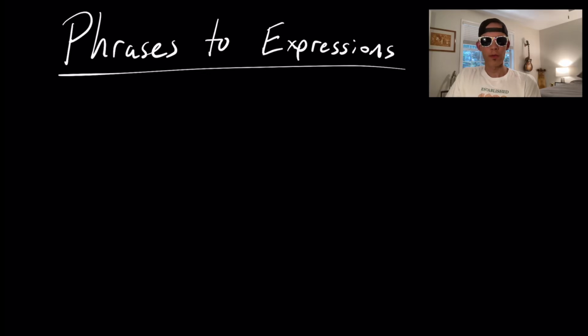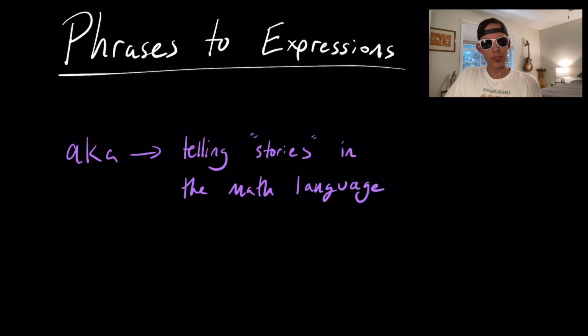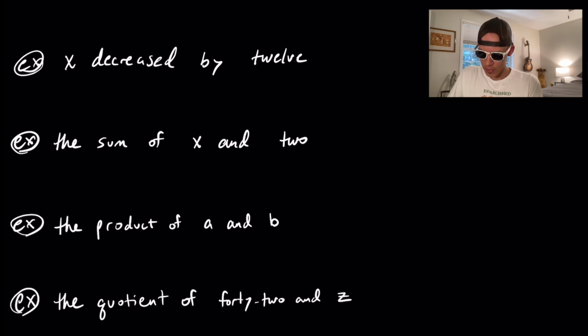When we talk about going from phrases in English to expressions in math, basically all we're saying is we want to tell stories in the math language. We mentioned before that we can write expressions and use variables, and anyone that understands basic math or is fluent in that language will understand what you're talking about. So let's look at a few examples on converting basic English phrases to math expressions. It'll make solving problems a lot easier.